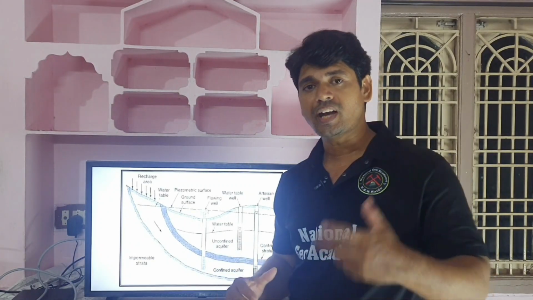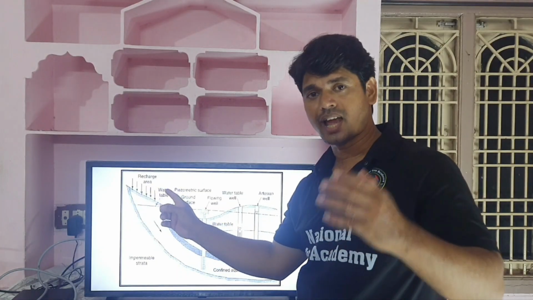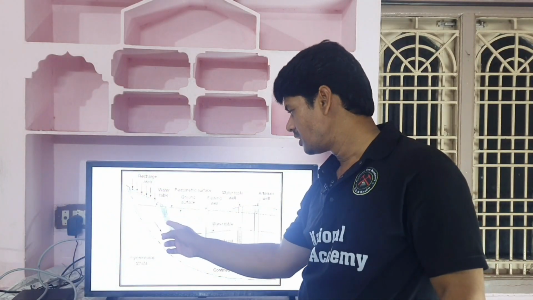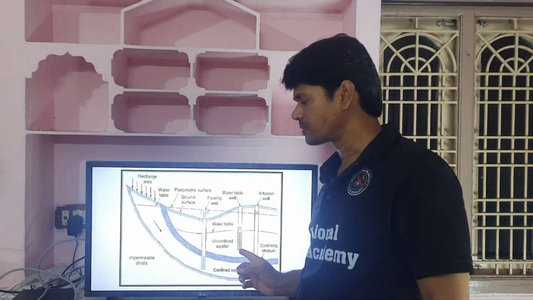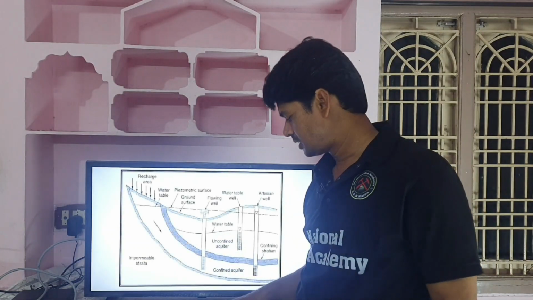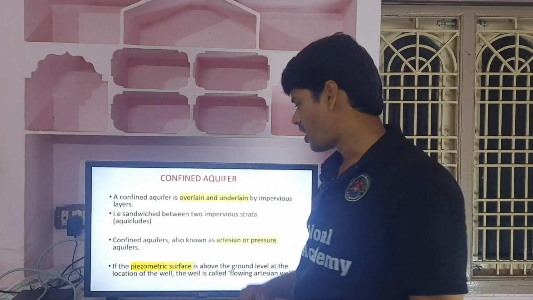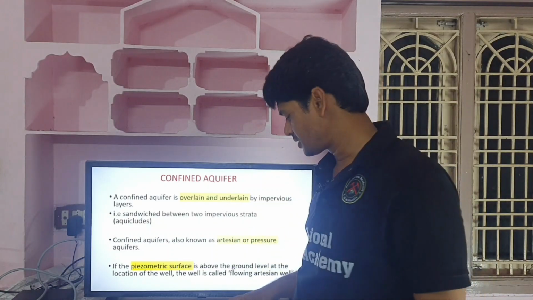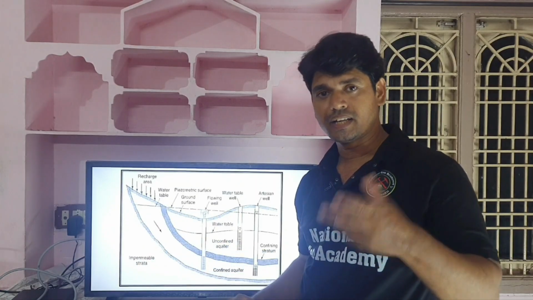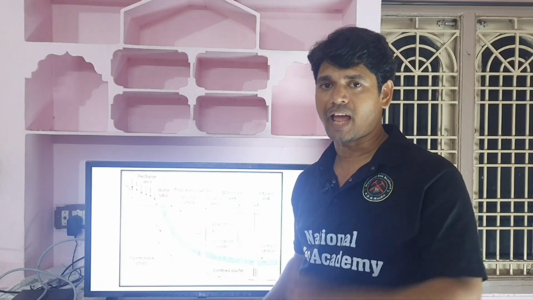So how will a confined aquifer get the water? Somewhere it has a recharge point. In this way water will be recharged and get into the aquifer. Such type of aquifer is called a confined aquifer. The confined aquifer is also known as an artesian or pressed aquifer, because it is in between impervious strata, so it is also called a pressure aquifer.